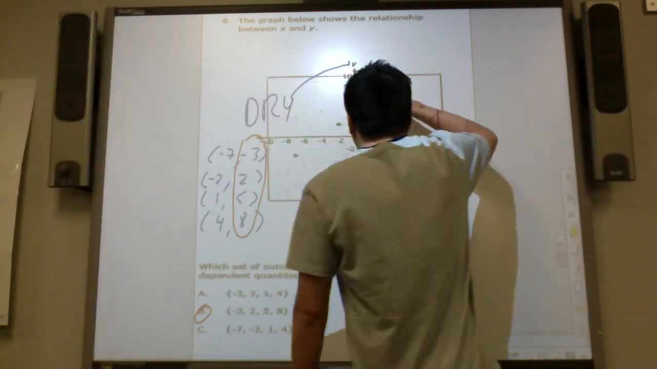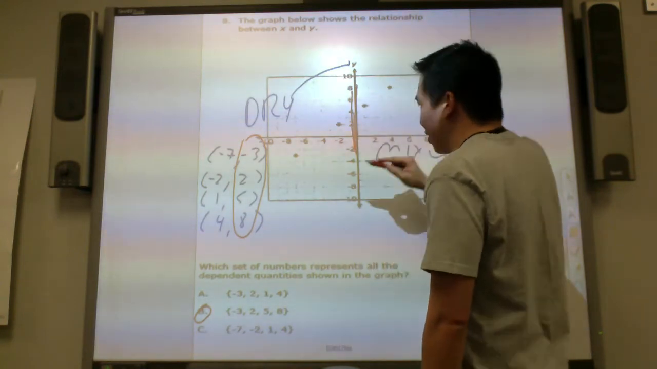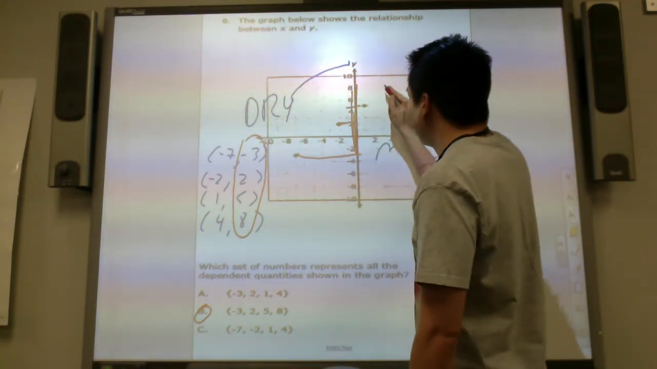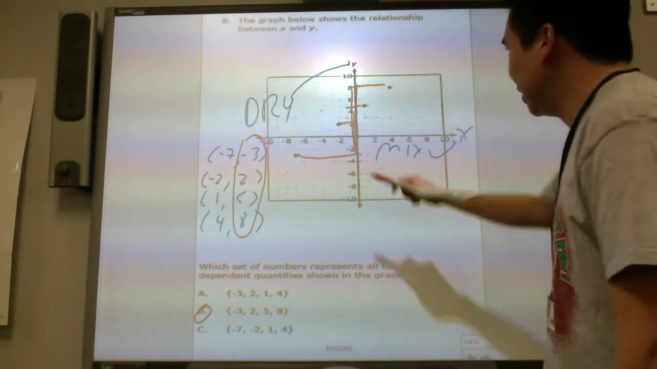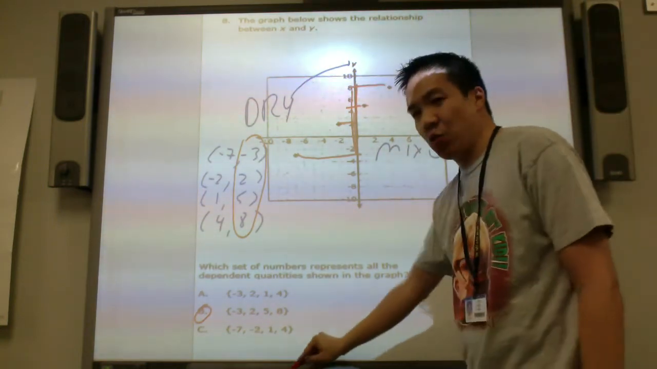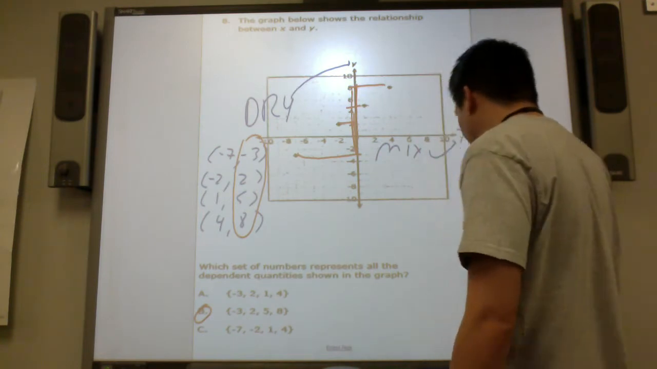So we're looking for what numbers did they use here? They used this number, this number, this number. So they used the y number, the y-axis. Dependent is y. Next question.